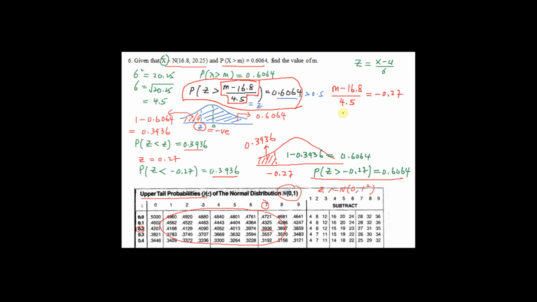So what is the value of m? M minus 16.8 equals negative 0.27 multiplied by 4.5. This equals negative 1.215. Your m equals negative 1.215 plus 16.8. Therefore, the value of m should be 15.585. So make sure that you understand this question, because this is a very common mistake by the students.